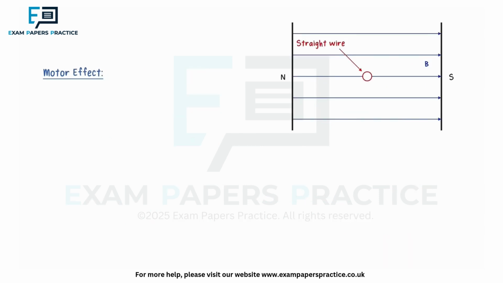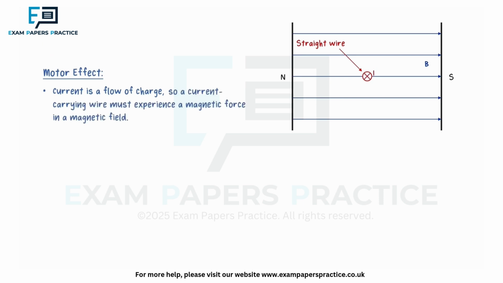Let's now consider a straight wire placed in a uniform magnetic field. Recall that a current is a flow of electric charge. Since a moving charge experiences a magnetic force while placed in a magnetic field, a current-carrying wire placed in a magnetic field must also experience a magnetic force due to the forces acting on the moving charges in the wire. This also means that when there is no current in the wire, there is no force acting on the wire as there are no moving charges.